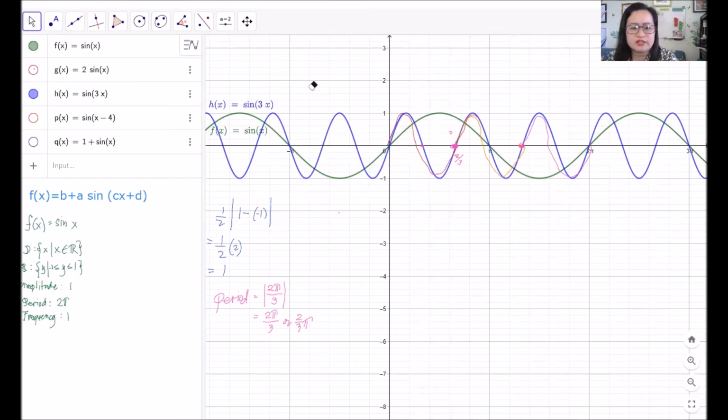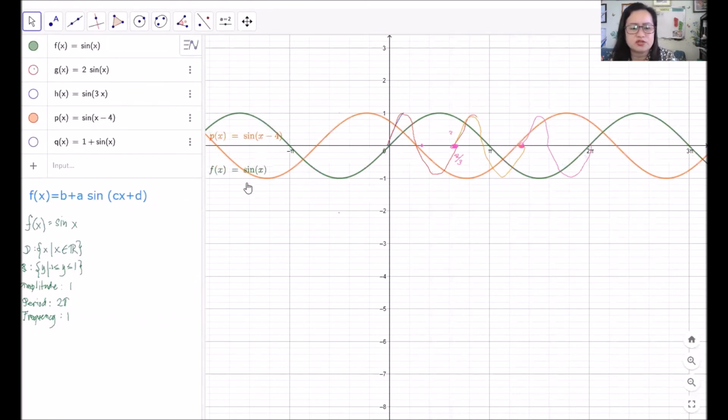Okay. Now, what if we will have a change in the value of D? Okay, so let's see what will happen to the graph if the value of D is changed. Okay, so here we have f of x equals sine x, while for p of x, we will have equals to sine of x minus 4. Okay, so let's just erase this. Okay, so we have a clear view of what happened to the graph of sine x when we change the value of D.